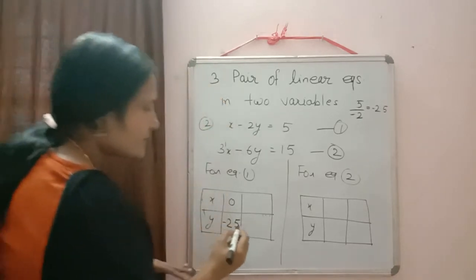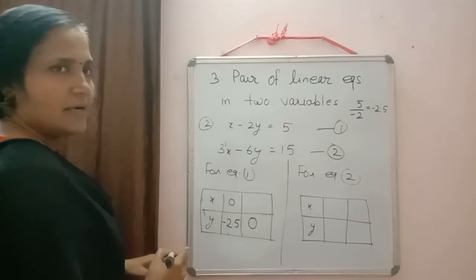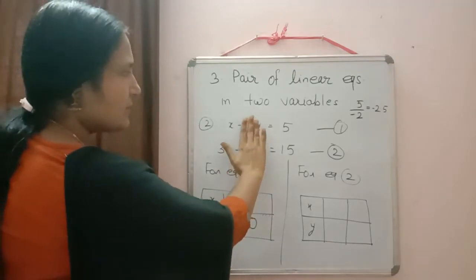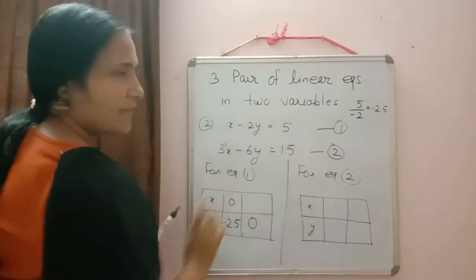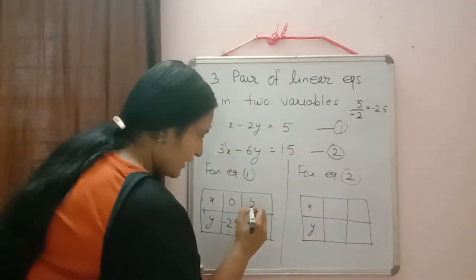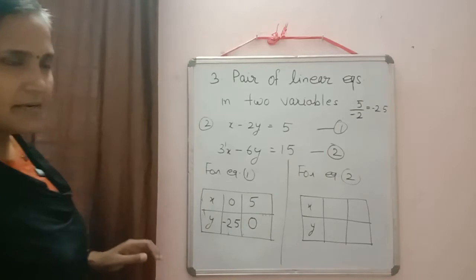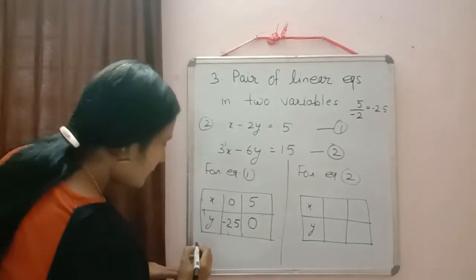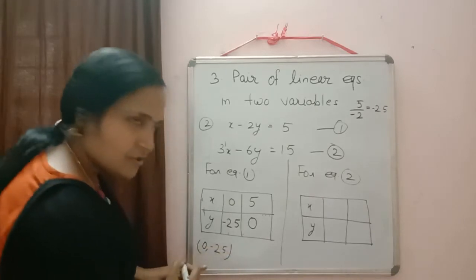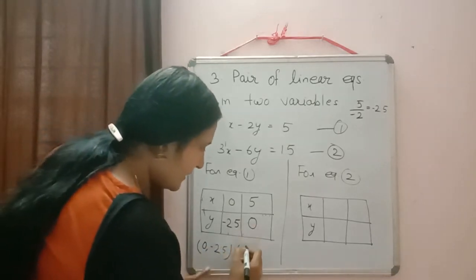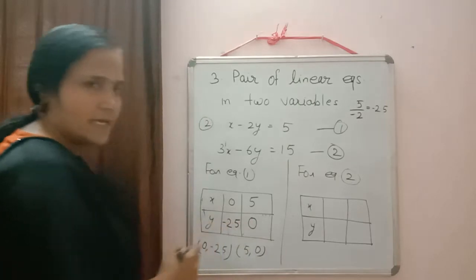Now similarly substitute y is equal to 0. If y is equal to 0, then this term we don't have. So directly we are getting the value of x as 5. So if y is equal to 0, x is equal to 5. So we got our 2 points. First is 0 comma minus 2.5 and another point is 5 comma 0.